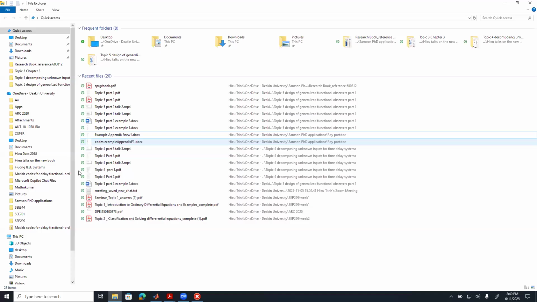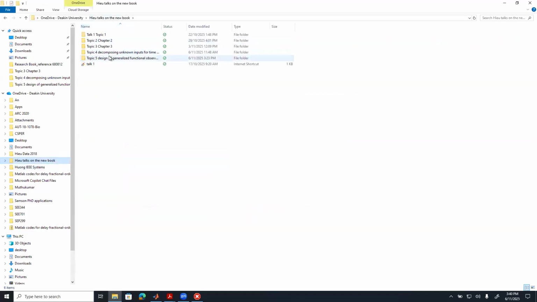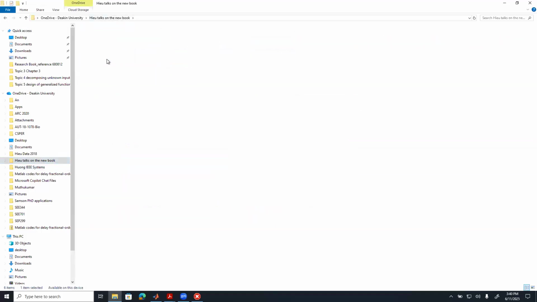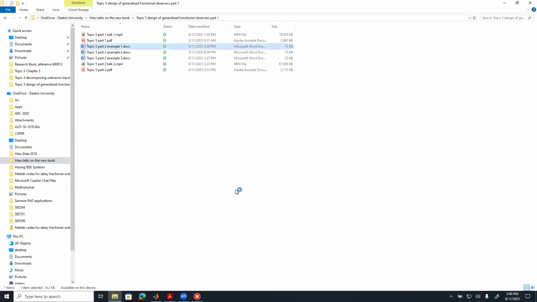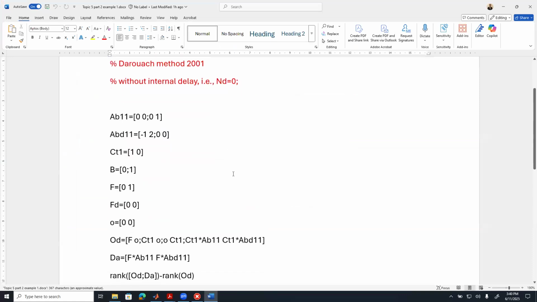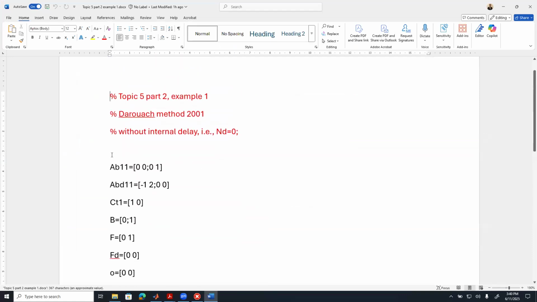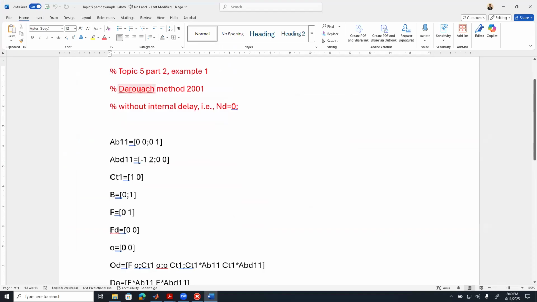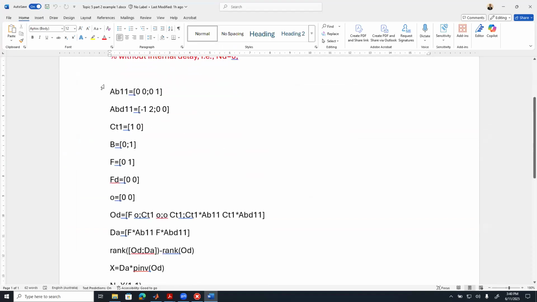However, the solution gives us an unstable observer, by the way. So this is the coding that I used to implement this method. So we got matrix A, B, C, and F, and FD.